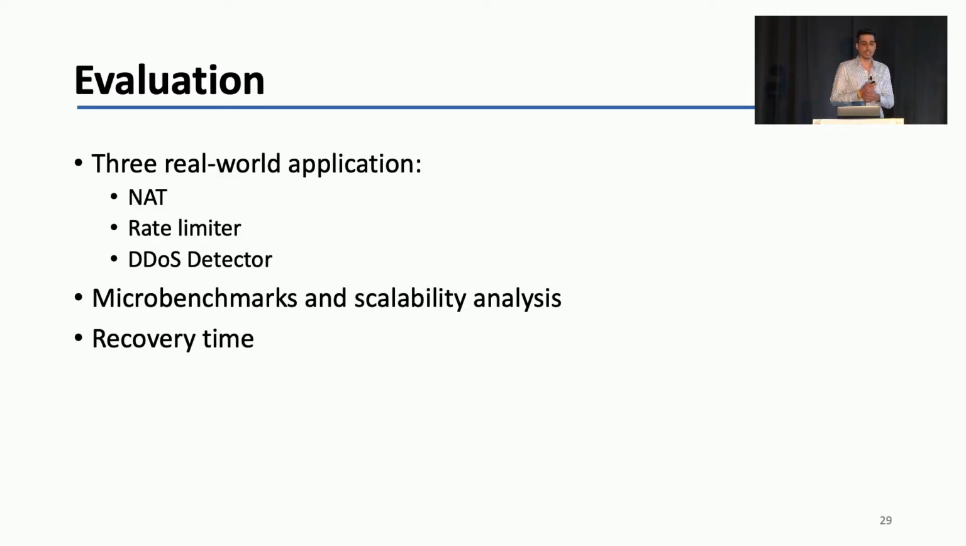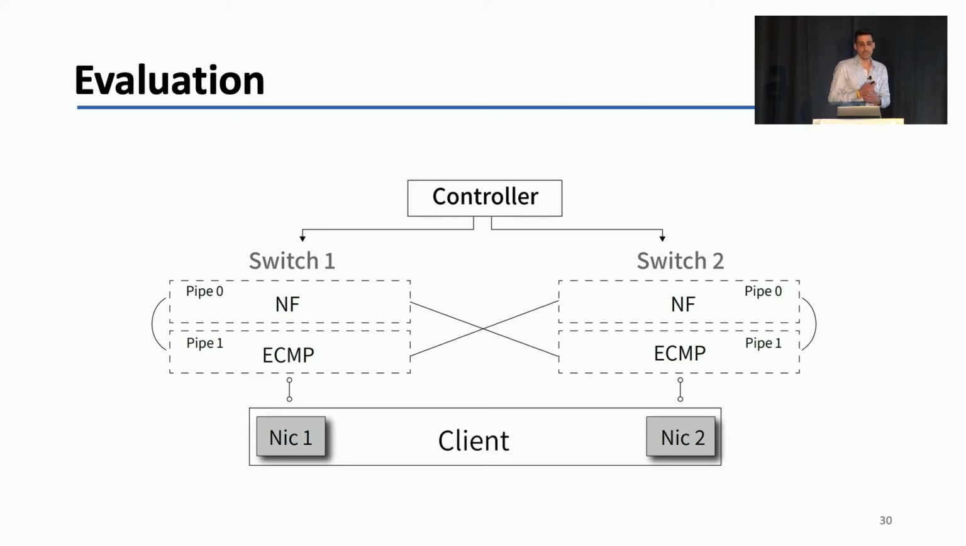So for evaluation, we implemented 3 different real-world applications: a NAT, a rate limiter, and a DDoS detector. And in this talk, I'll focus on the DDoS detector, but you can get more details in the paper. So we built the following testbed that includes 2 switches, and we leveraged the folded pipeline design where we can run different applications on each pipe.